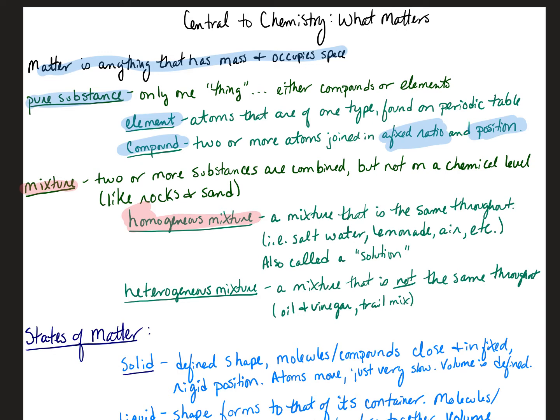And what you may not realize is that air is a solution. You may have thought that a solution was only a liquid. That's not really the case. So air is a solution. If you have metals that are mixed together in what we call an alloy, that's also a solution. But most of the time when we talk about solutions, we're talking about liquids. Just realize that has a broader definition. And then we have a heterogeneous mixture. These are mixtures that are not the same throughout, so oil and vinegar, trail mix, things like that.